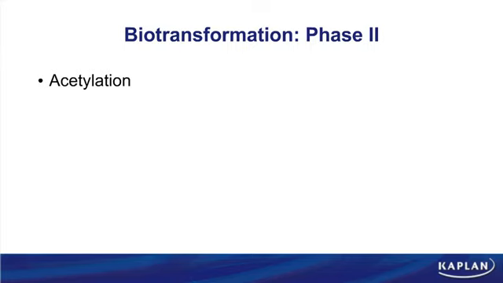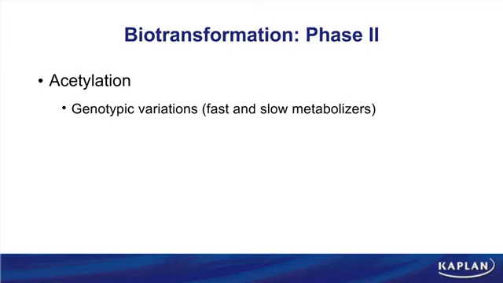Other types of phase 2 reactions include acetylation. The issue with acetylation that is very, very popular on Step 1 is that you can get genotypic variations in the population. There are fast acetylators and slow acetylators. Some people metabolize this drug very rapidly. We'll call those people fast acetylators, whereas others are going to be much slower to metabolize drugs by acetylation.